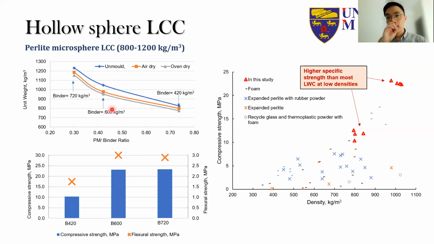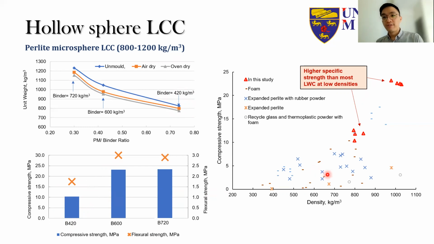When we have a lower binder content, obviously the lightweight filler, or this Perlite microsphere content, is going to be higher. So when we look at these different binder contents, the lower the binder content, the lower the density we can get. The lowest density that we can achieve over here is about 800 to 900 kg per cubic meter. With this density, we can get a compressive strength of about 10 MPa and a flexural strength of close to 2 MPa.